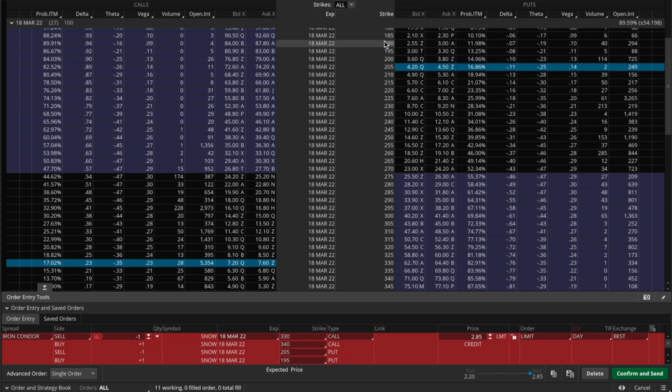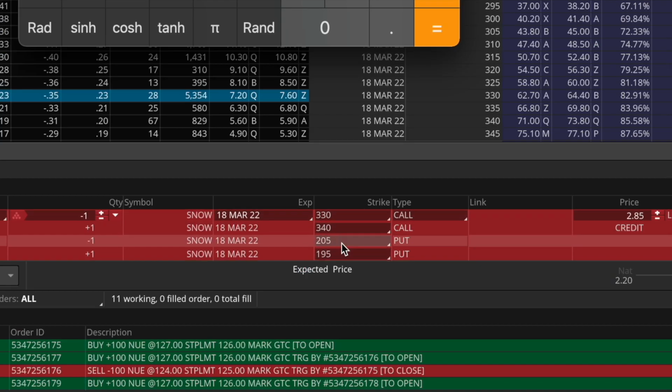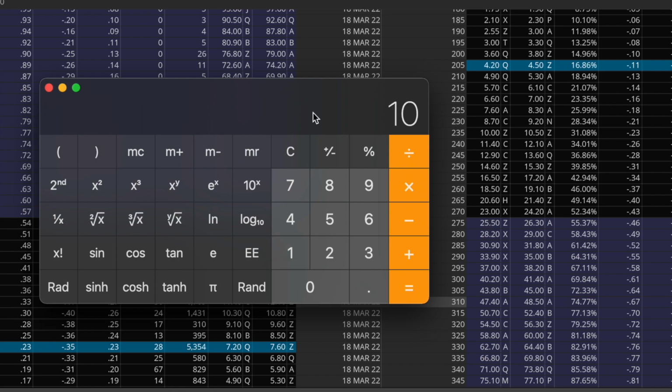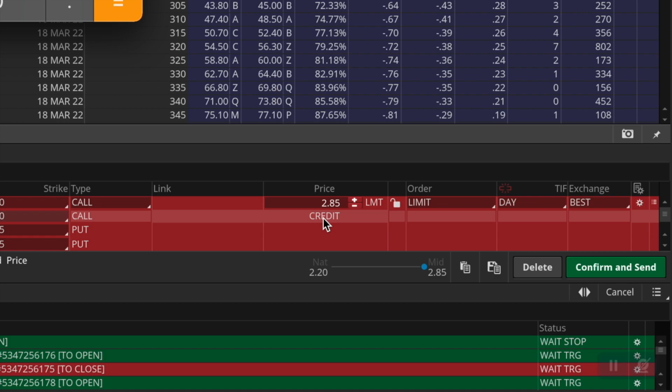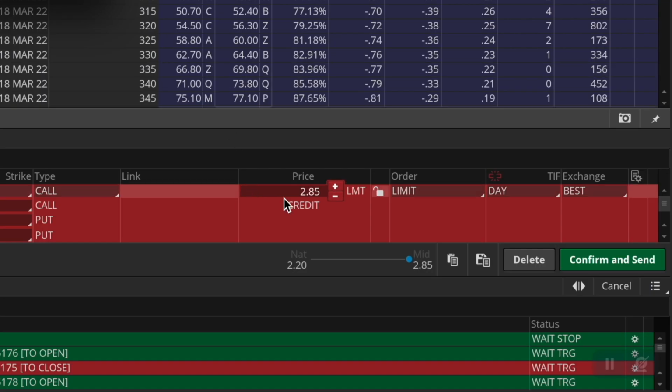So in the case with this Iron Condor here, let's go ahead and pull up the calculator real quick. The width of my spreads here, as I explained, are $10 wide each. So that means we just take 10 and subtract from that the credit I received for the entire position, which is $2.85 on a per share basis. So we subtract 2.85, and that gives the result of 7.15. And then finally, we multiply this by 100. So that means for this exact Iron Condor, the maximum loss is $715 and the maximum profit is $285.